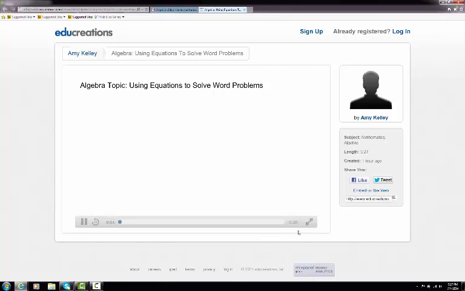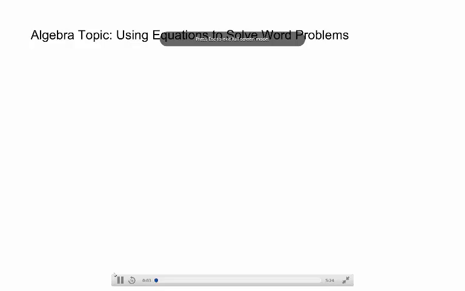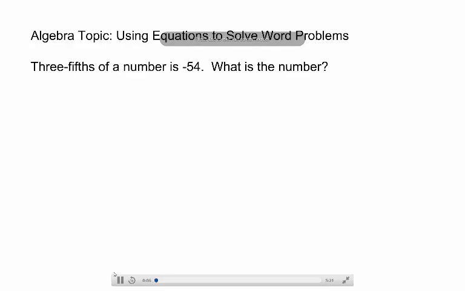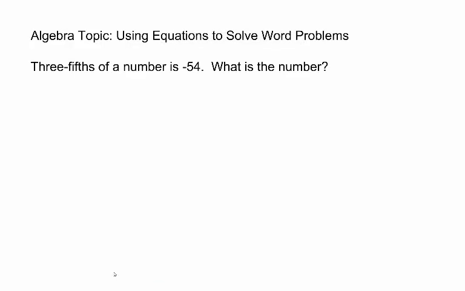In this video, we're going to construct and use an equation to solve a word problem. Here's the word problem. 3/5 of a number is -54. What is the number? In order for us to build an algebraic equation and solve to find the number, it's helpful to know that certain key words in the number sentence, 3/5 of a number is -54, are going to imply certain mathematical operations.